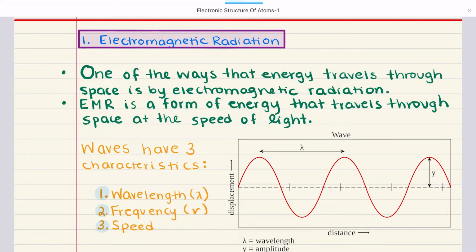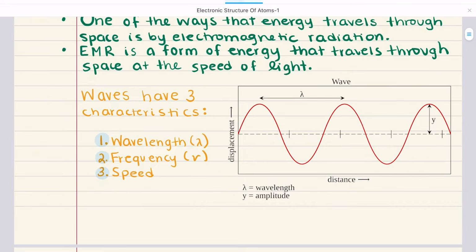And although these forms of radiant energy seem quite different, they all exhibit the same type of wave-like behavior, and they travel at the speed of light in a vacuum. Now, waves actually have three primary characteristics: wavelength, denoted by lambda; frequency, denoted by the Greek letter nu; and then speed. Wavelength is the distance between two consecutive peaks or troughs in a wave. Then frequency is defined as the number of waves or cycles per second that pass a given point in space. And as for speed, all types of electromagnetic radiation travel at the speed of light.